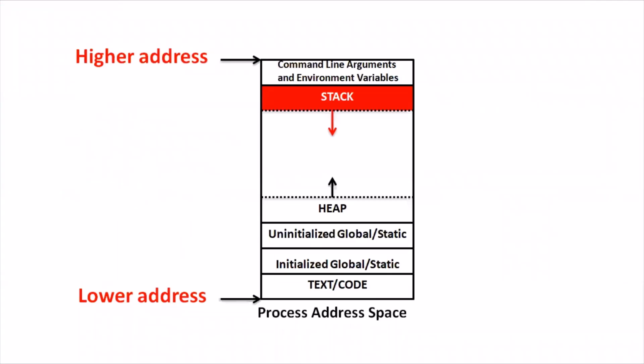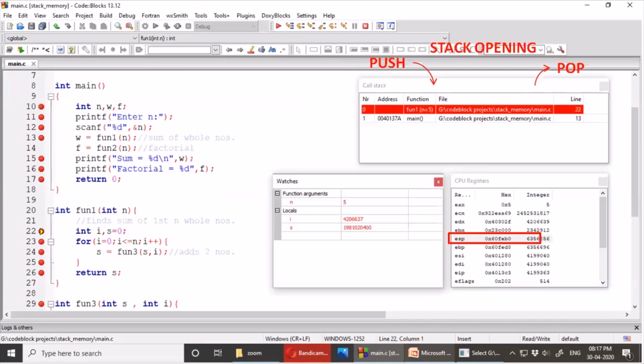Since 5 is passed as a function argument, it is clearly listed in the function frame under the function arguments in the watches window. Also, the local variables of fun1, that is i and s, are holding garbage values. On executing line number 22, the value of s has been initialized to 0 as reflected in the watches window. However, i is still holding the garbage value. On executing line number 23, the value of i is initialized to 0 and it is reflected in the watches window too. Now, the control is waiting in line number 24 to execute the call to function fun3.